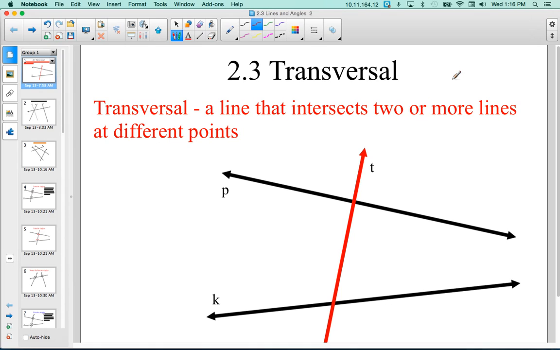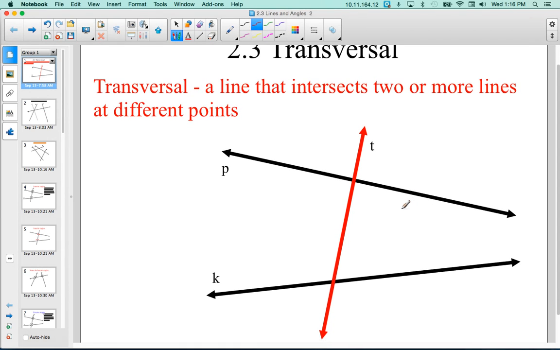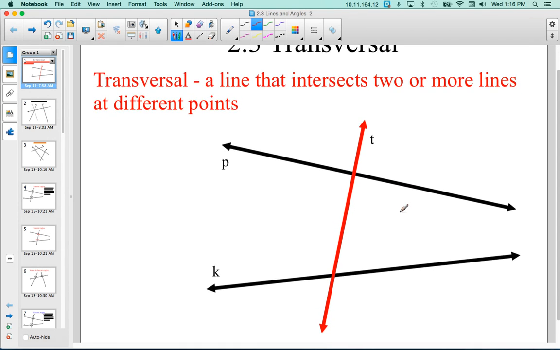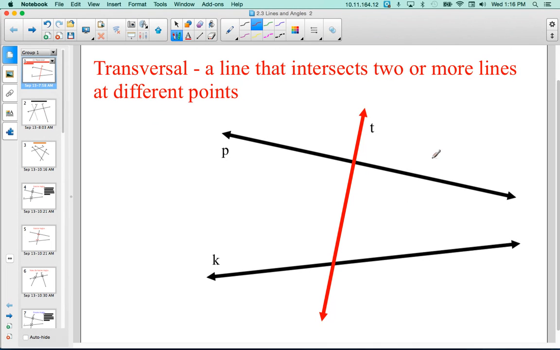We're going to be talking about transversals, and to start off, we have to define what a transversal is. A transversal is a line that intersects two or more lines at different points. In this case, line T is the transversal as it intersects line P and line K. The reason T is a transversal is because it intersects two or more lines. In this case, it's intersecting line P and line K at these two points, making it the transversal.